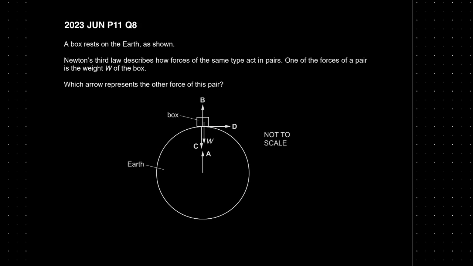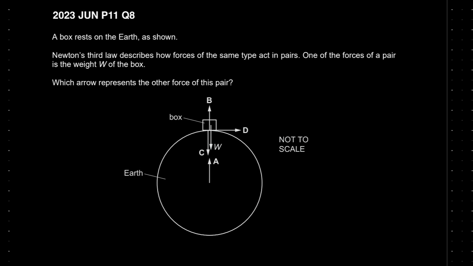Something else on Newton's third law as well. A box rests on the earth as shown. Newton's third law describes how forces of the same type act in pairs. One of the forces of a pair is the weight of the box. Which arrow represents the other force of this pair? So remember this idea, and I've talked about this previously as well, that when you talk about Newton's third law, there are a few similarities and a few differences between what we call the action-reaction pair.